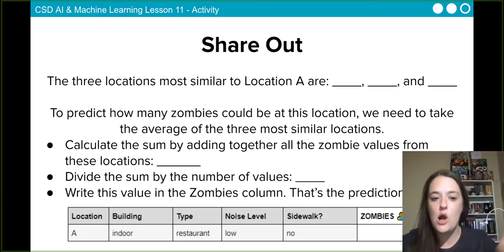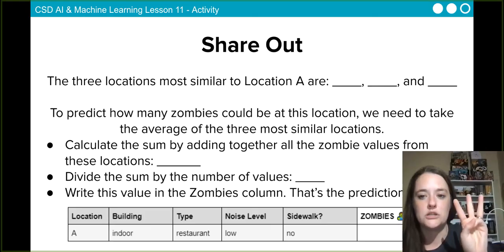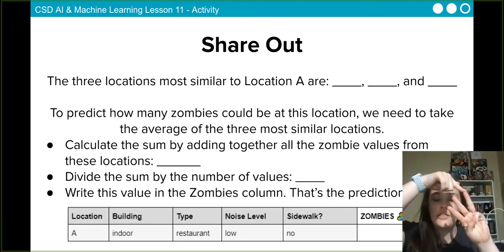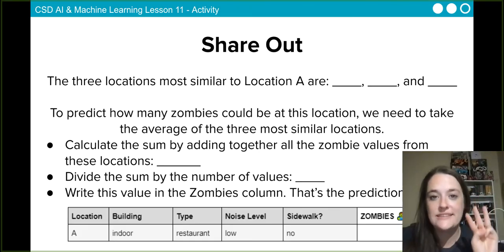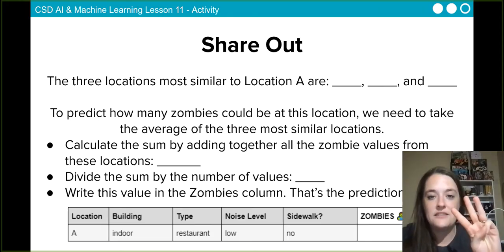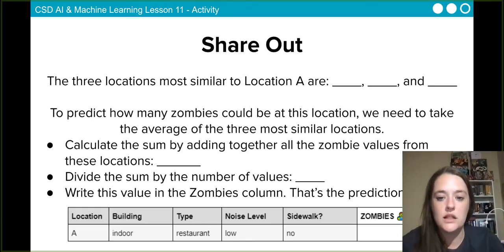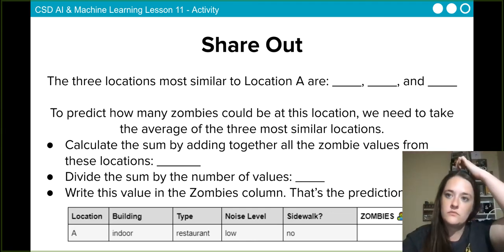It's where you add all the numbers up, and then divide by however many numbers there were to begin with. So calculate the sum by adding together all the zombie values from these locations. Divide the sum by the number of values. So if I have 3 numbers, 1, 2, and 3, if I add them up, I'm going to get 6. Then I divide by 3 because that's how many numbers I had. 6 divided by 3 is 2. Write the value in the zombies column, and that is the prediction. All right?